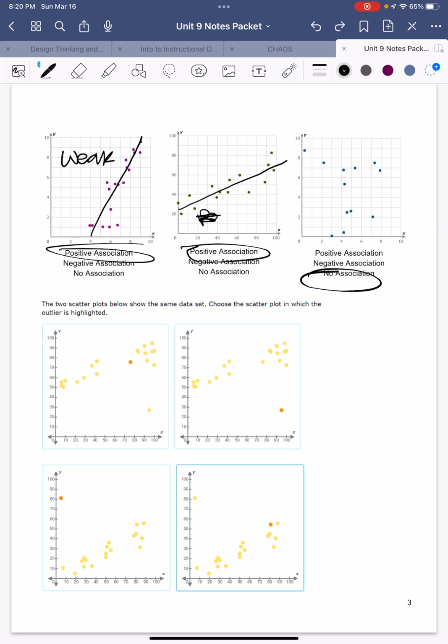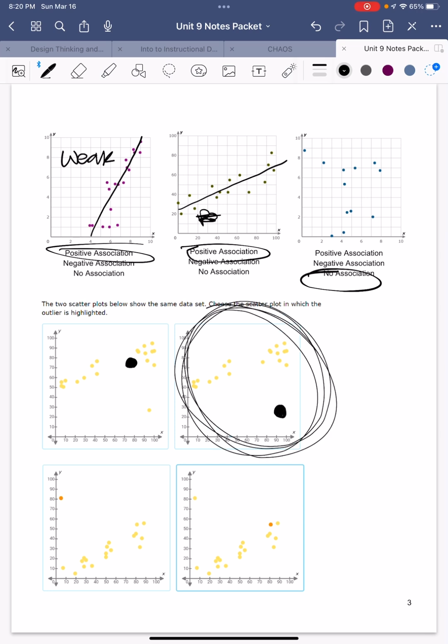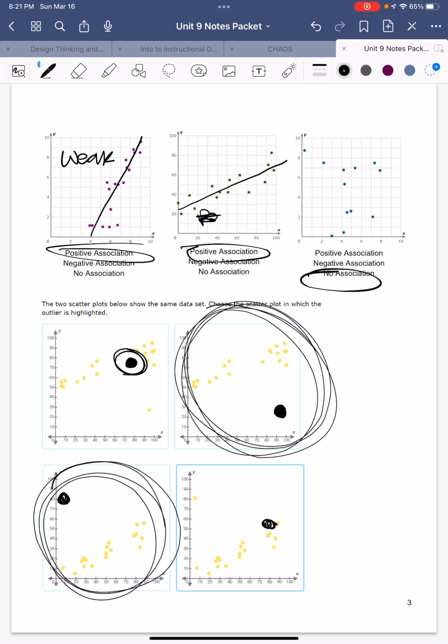And then these last two are just screenshots from the IXLs you're going to work on. I just wanted you to know what it's talking about. It's saying, out of the 2 points that are highlighted, which one's the outlier? So they highlighted this point and this point. Which one of those is an outlier? That would be this one. This is not an outlier. And then the one below it, this one is the outlier that's highlighted, not that one.